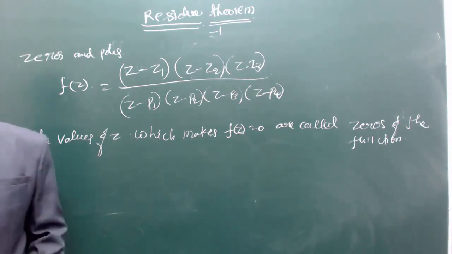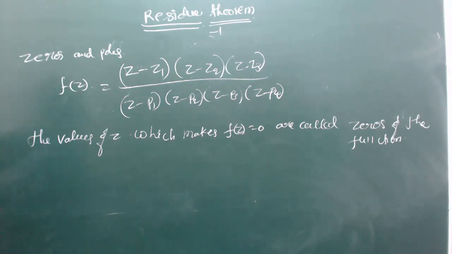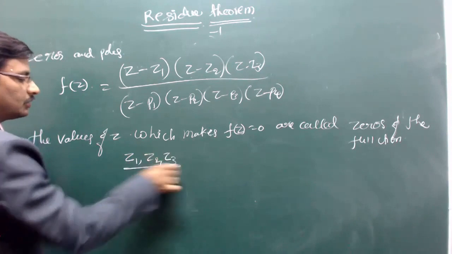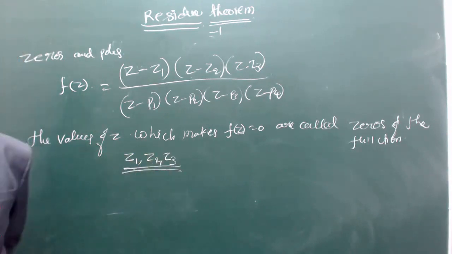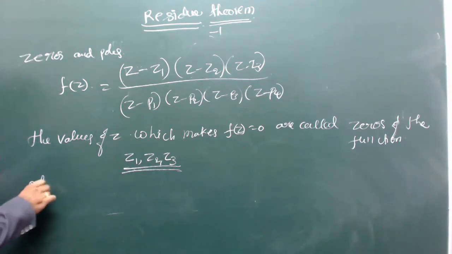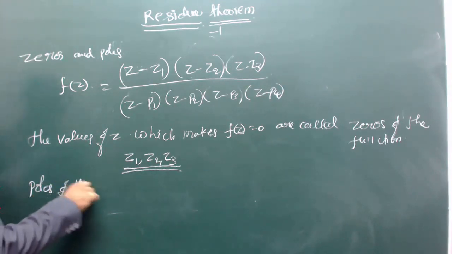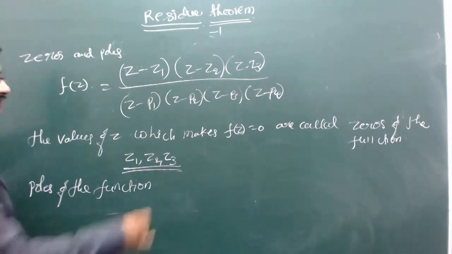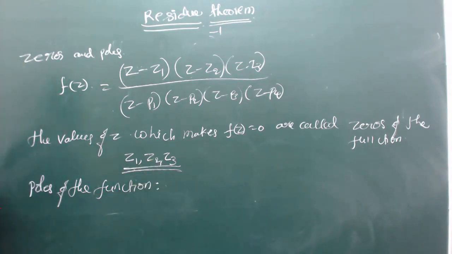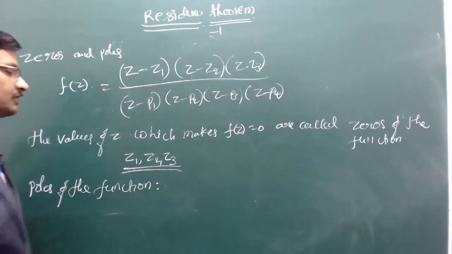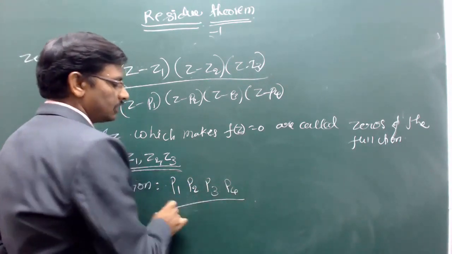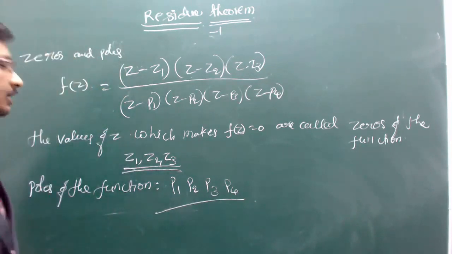No, it's not correct, Kavya. Hitesh gave the correct answer. The zeros of the function are z1, z2 and z3. Now, what are the poles of the function? Obviously these will be p1, p2, p3 and p4. These are the poles of the function, which make the denominator 0.